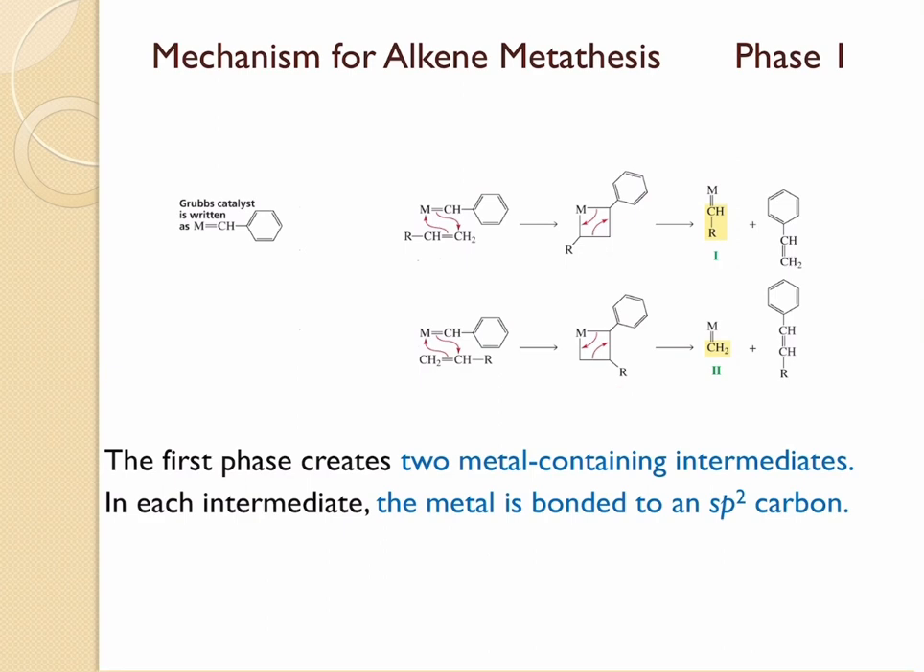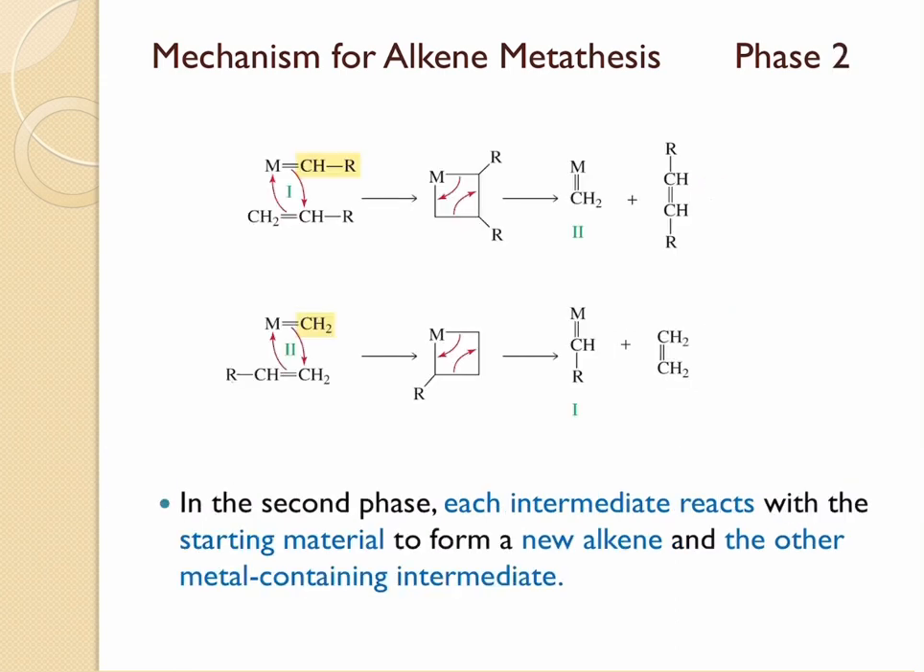Once the metallocyclobutane structure is formed, it's going to undergo a ring opening reaction to form two metal containing intermediates. You can see that in each of these intermediates, the metal is connected to the sp2 carbon. And in the second phase, the two new metal containing intermediates will react with the starting material to form two new metallocyclobutanes, which will undergo ring opening reactions to form the two new alkenes. So here are the two new alkenes.